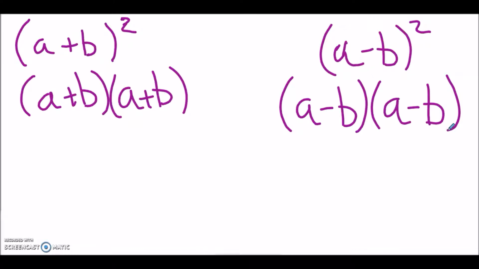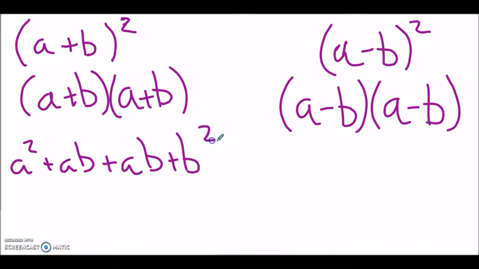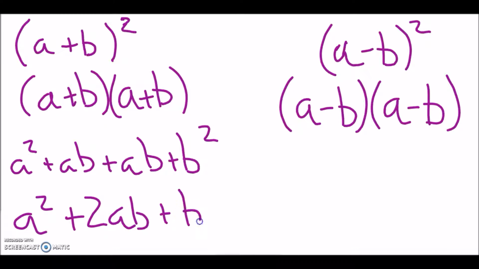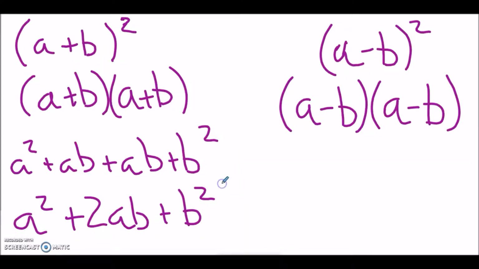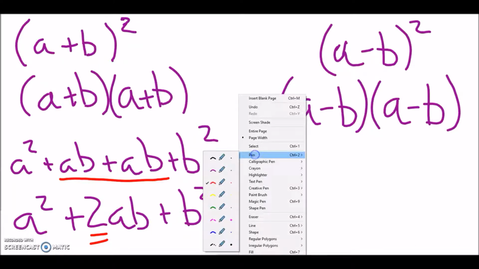If we did FOIL, a times a is a squared, outer, ab, inner, ab, last, b squared. And that combines to a squared plus 2ab plus b squared. So I guess what they're saying is we get the same thing, so it just doubles a times b. Okay, I can see how that's a special case.